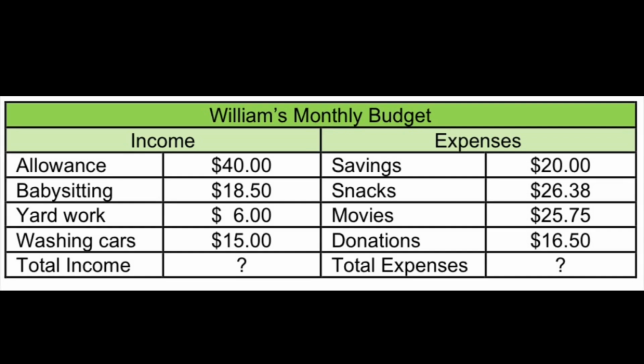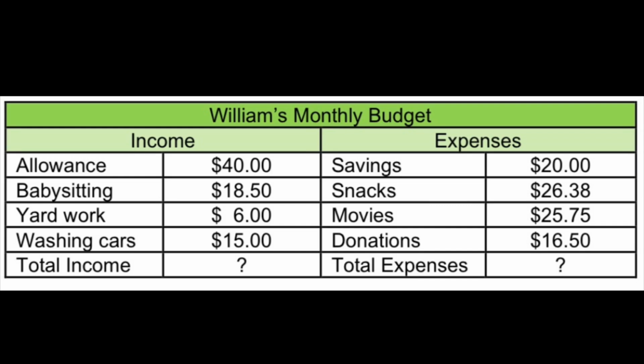$79.50. Now let's look at his expenses. He is spending $88.63. Is $88.63 more than $79.50? Yes, it is. So, did William create a balanced budget?